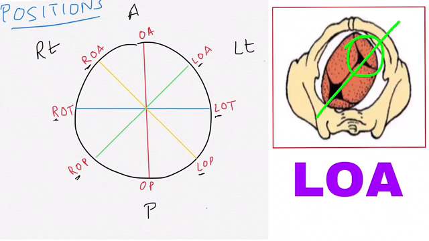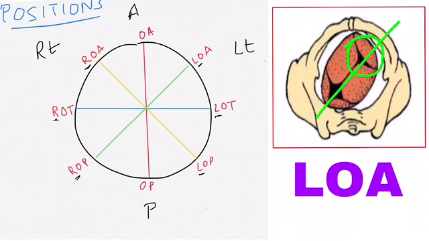Okay, similarly 7:30 is posterior but to the right, so the position will be right occipito-posterior, and 10:30 will be anteriorly but to the right of the patient, so it will be called right occipito-anterior. Okay, so these are the 8 positions.